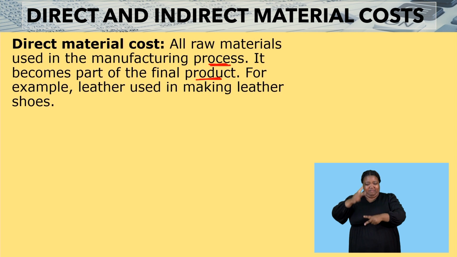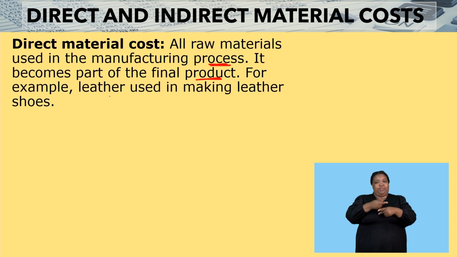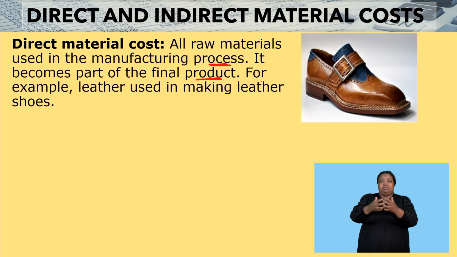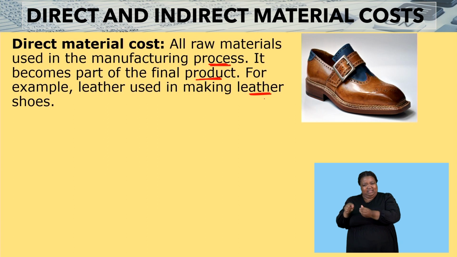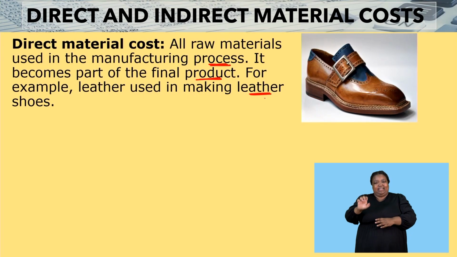For example, if we're making a shoe, we will need leather. So the leather material becomes our direct material cost. You can see in the unit of production, when you see the shoe, you can see the leather. So that leather becomes the direct material cost. What is used and what is very important for us to produce the units. That is our direct material cost.